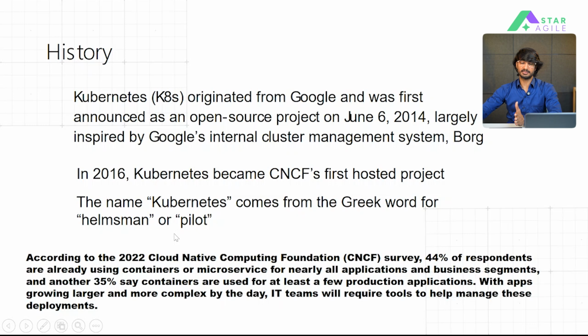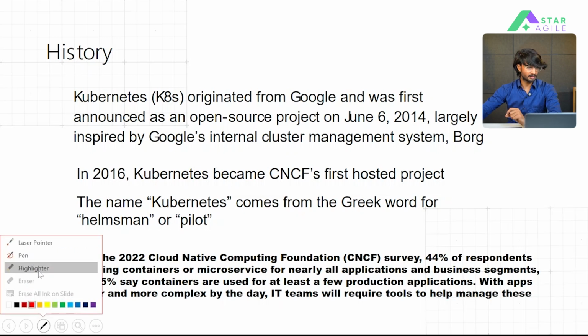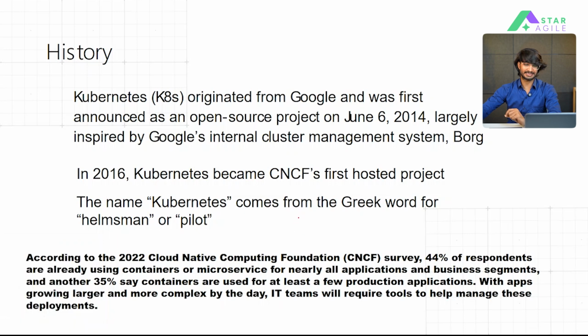The name Kubernetes comes from a Greek word meaning helmsman or pilot. The reason for that is that the logo of Kubernetes looks exactly like a wheel. So symbolically, they are representing that it is the captain of the ship.